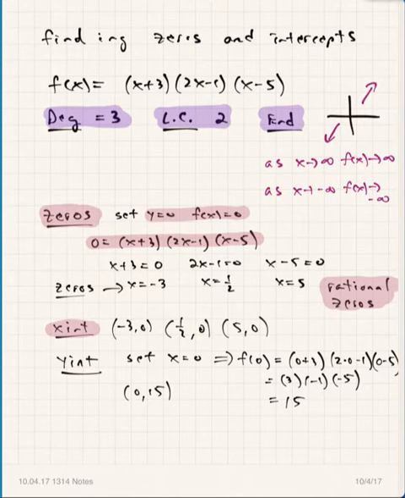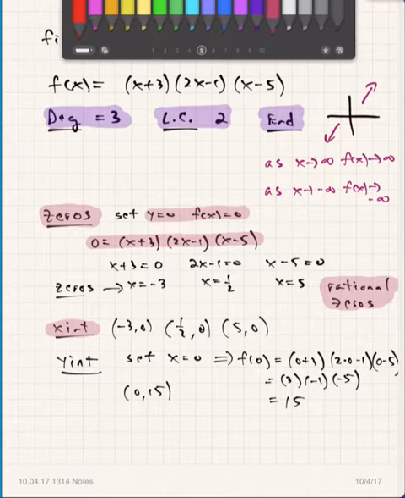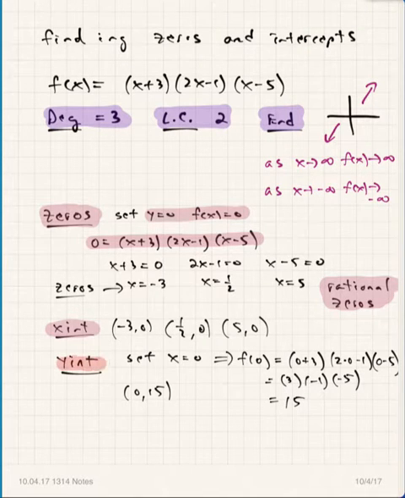And then finally, the y-intercept, right? How do we find the y-intercept? We set x equals 0. In other words, we look at f of 0, and it's just a matter of plugging in 0 for every place you see an x. So the y-intercept is usually going to be pretty easy to find. All right, so that's walking through what we've been talking about with polynomial functions.